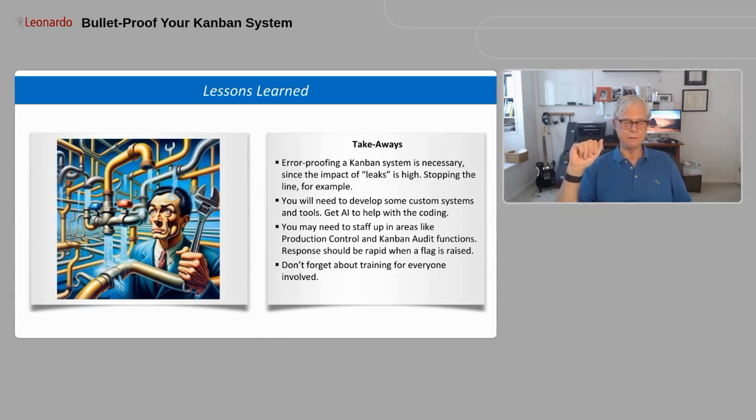And then finally, if you move in this direction, don't forget about training everyone, from the operator on the line who needs to understand their role in picking the card up and putting it in a bin, to production control, to everyone involved, right? Everyone needs to understand how this whole system works and their role in making it work successfully. But again, we do have success stories in this happening.